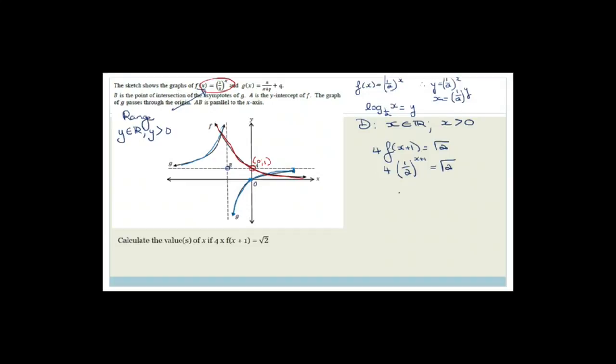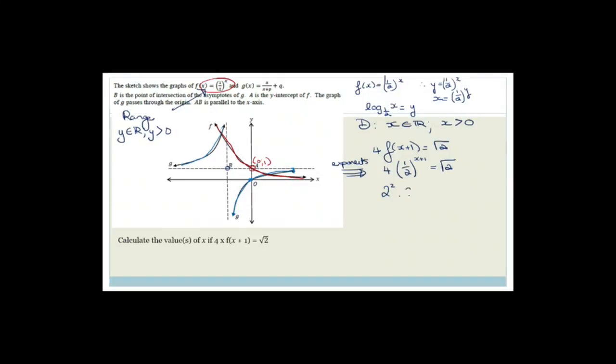Okay, so let's change this a little bit. Do you agree that we're actually talking exponents now? And we can do this so easily if we just think in exponents. You need to think in exponents. So do you agree that 4 is 2 squared?